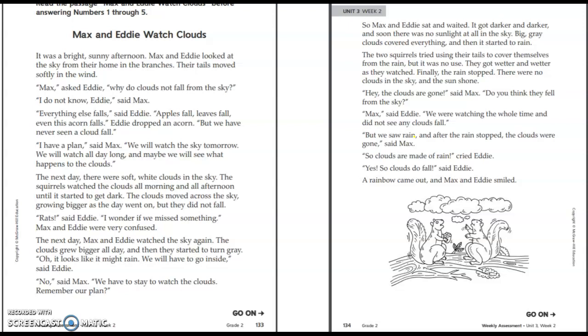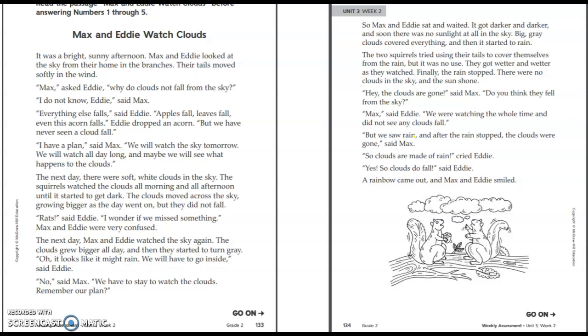It was a bright, sunny afternoon. Max and Eddie looked at the sky from their home in the branches. Their tails moved softly in the wind. Max asked Eddie, "Why do clouds not fall from the sky?" "I do not know, Eddie," said Max. "Everything else falls," said Eddie. "Apples fall, leaves fall, even this acorn falls." Eddie dropped an acorn. "But we have not seen a cloud fall." "I have a plan," said Max. "We will watch the sky tomorrow. We will watch all day long, and maybe we will see what happens to the clouds."